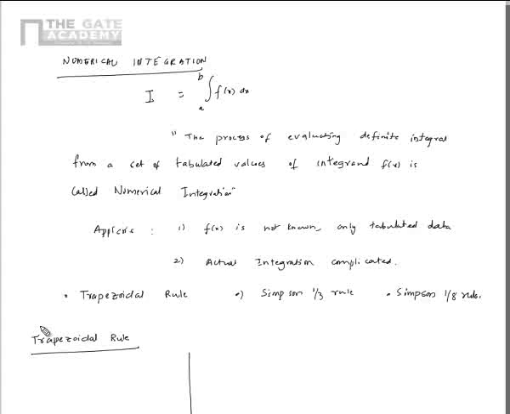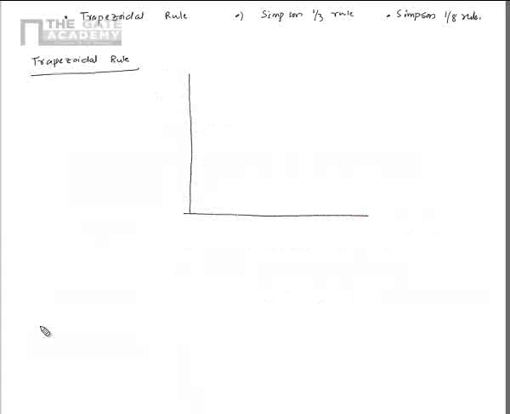So what it says is, let me explain you graphically. Say if you have a curve between the limits, and you want to evaluate the integral between x naught and x naught plus nh. So this is basically a and this is b, something like that.